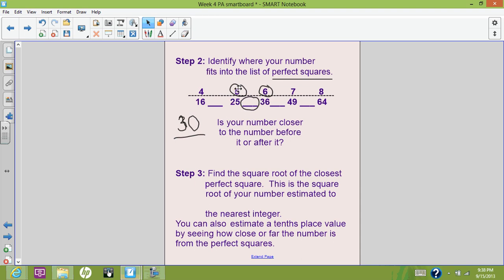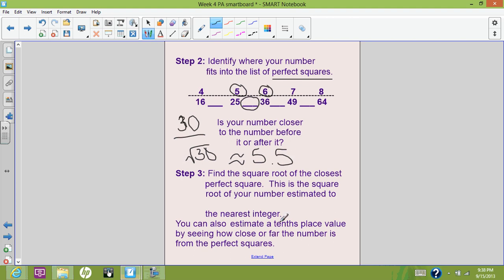But you can take it to the next level, guys. You can say, okay, well, yes, technically it's closer to 25, but it's really closer to halfway in between 25 and 36. So what you can do then is you can say, all right, well, the square root of 30 is really approximately, that's a lovely symbol for approximately, it's approximately 5.5, and you can estimate it to the tenths place value with pretty good accuracy.